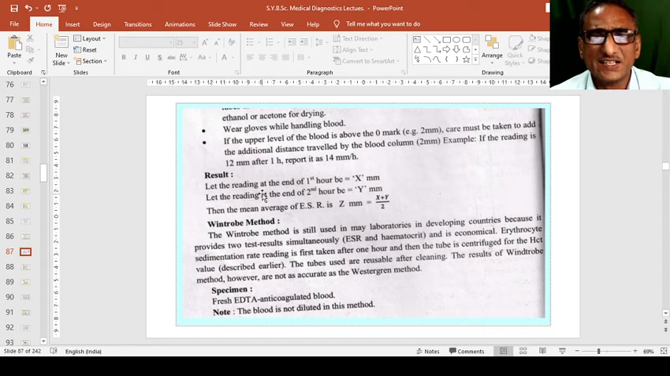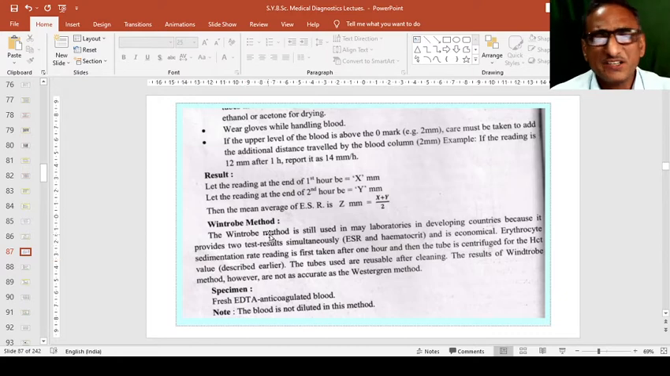Let the reading at the end of the first hour be X. Let the reading at the end of the second hour be Y, and the mean average ESR be Z. So it can be calculated by (X plus Y) upon 2. So this is the Westergren method.